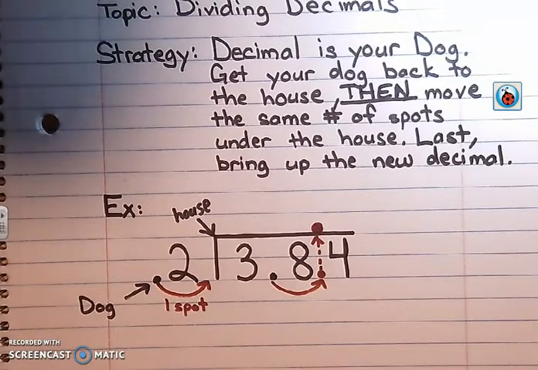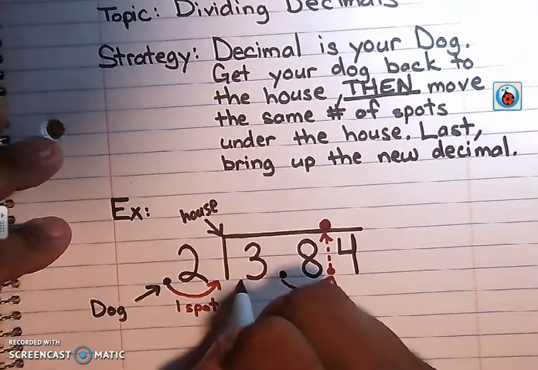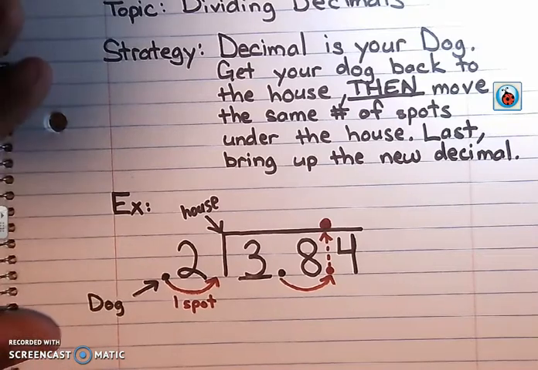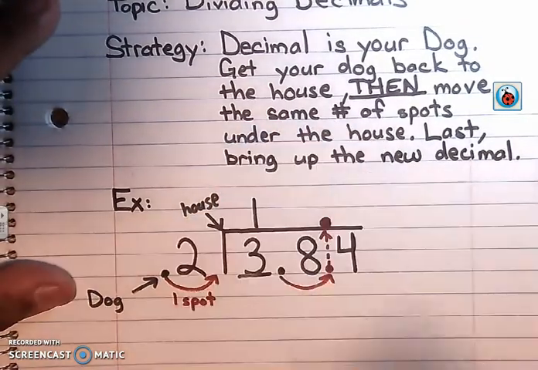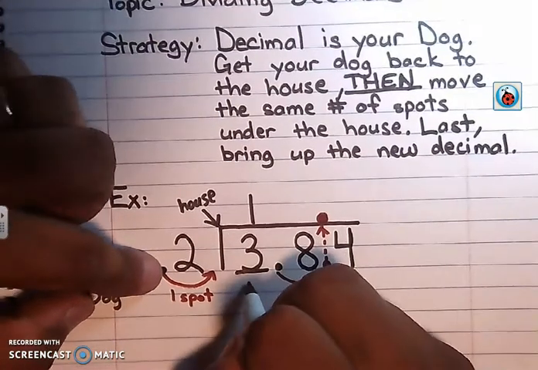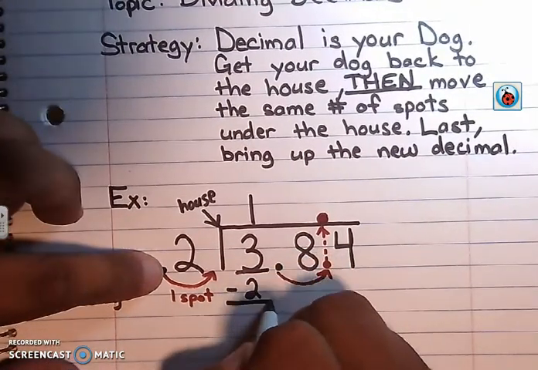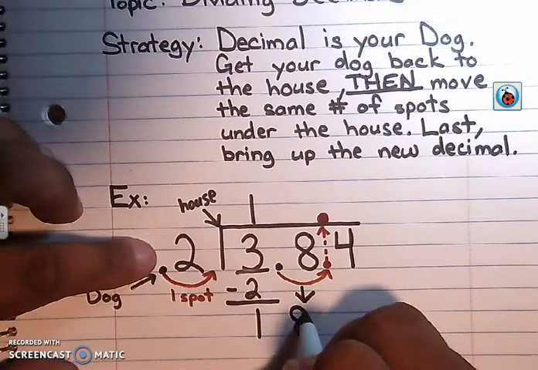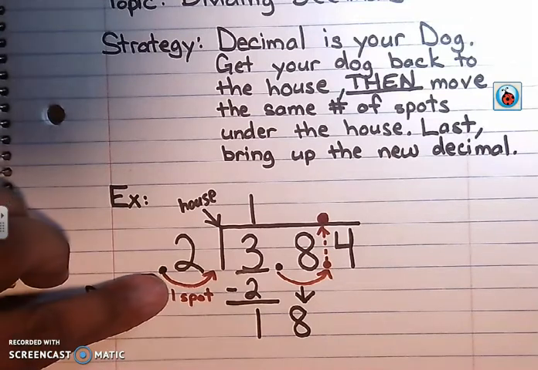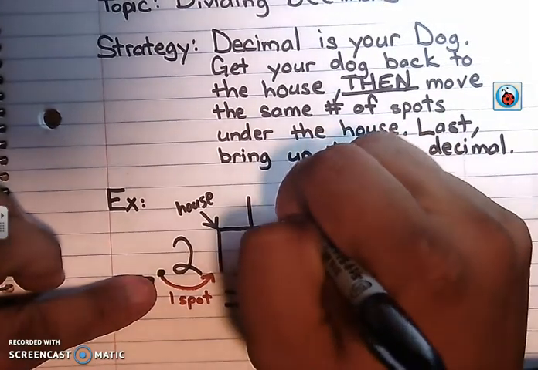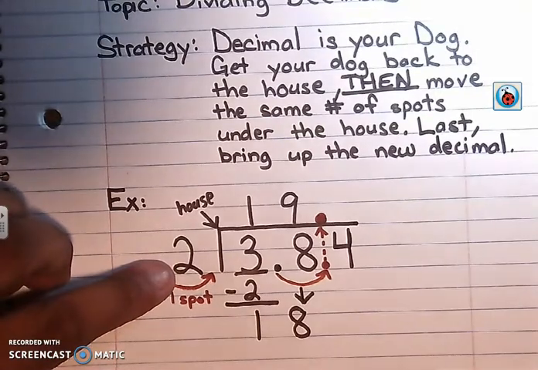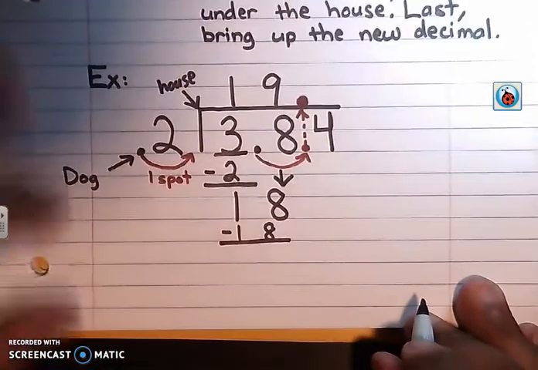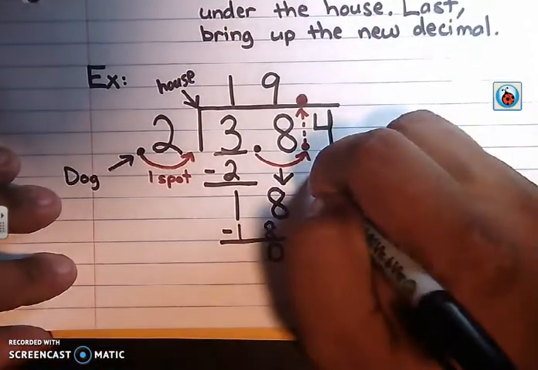So a regular division problem would be, I have 3 controllers. Can 2 people play? Yes. 1 time. So we have 1 times 2 is 2. Sister subtract. Brother bring down. I have 18 controllers. Can 2 people play? Yes. 9 times. So 9 times 2 is 18. Sister subtract. 0. Brother bring down.